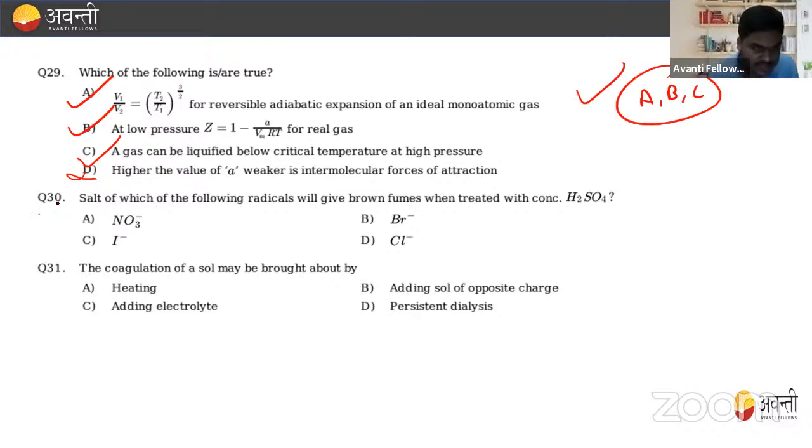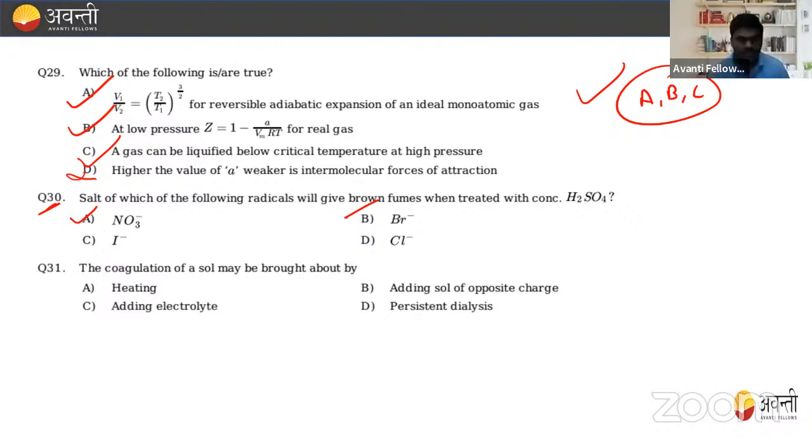Now, question 30. That is, salt of which of the following radicals will give brown fumes when treated with concentrated H2SO4? So obviously that is NO3, right? That is NO3 because NO3 salts and the Br negative. So these two, NO3 and the Br negative. That is Br negative and NO3.